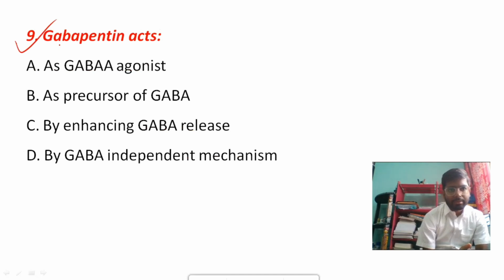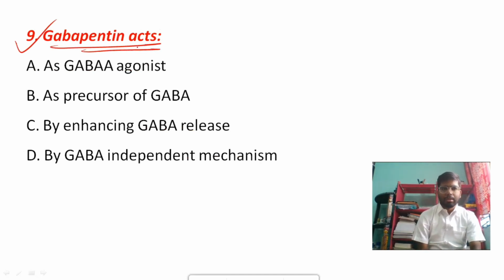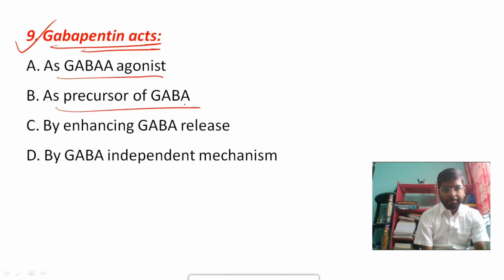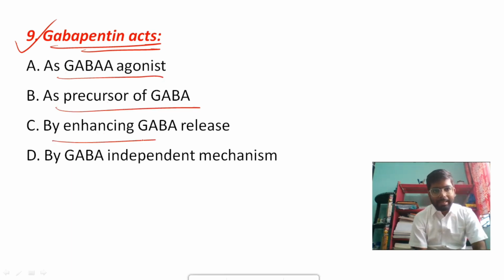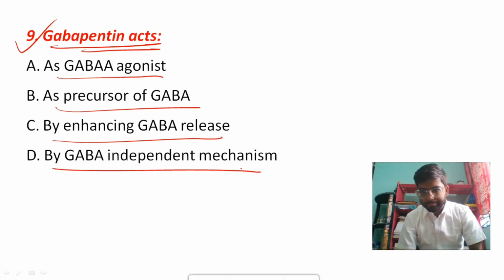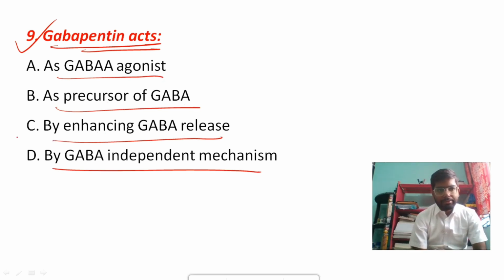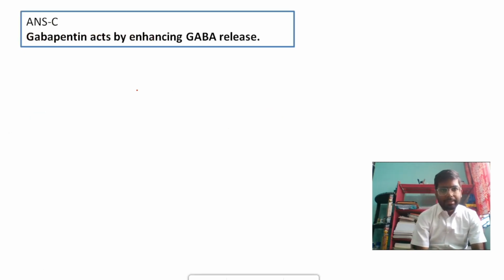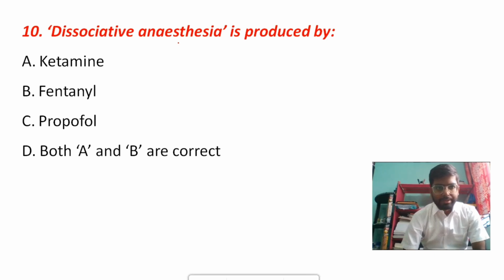Coming to the next question, gabapentin acts through. Gabapentin acts as a GABA agonist, as a precursor of GABA, by enhancing GABA release, and by GABA independent mechanism. So here your answer will be by enhancing GABA release. Gabapentin acts through enhancing GABA release. That will be your answer.